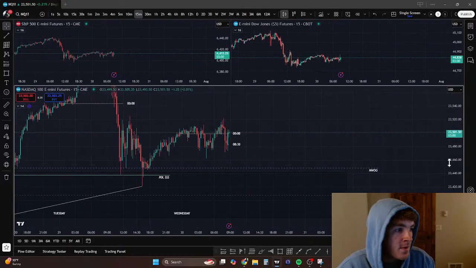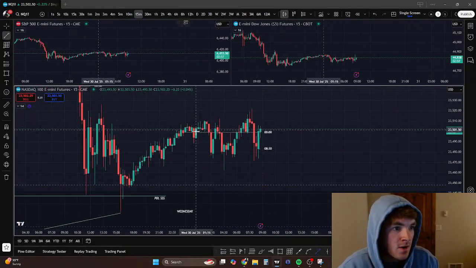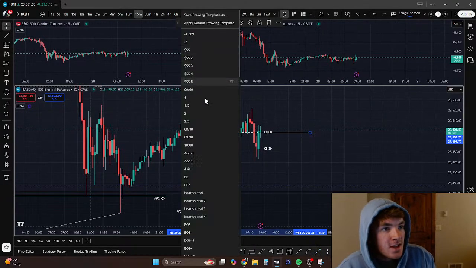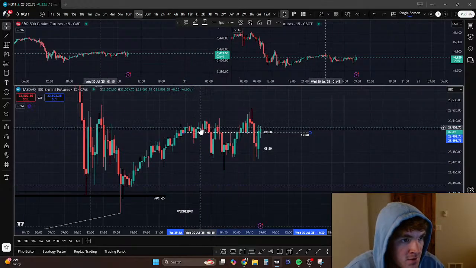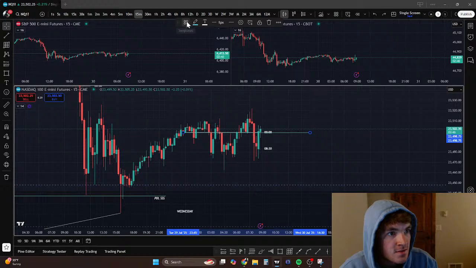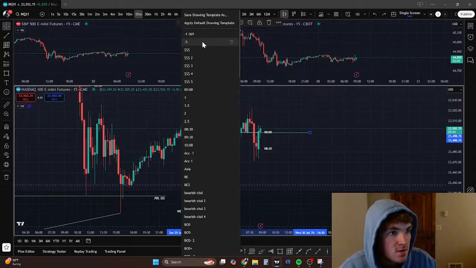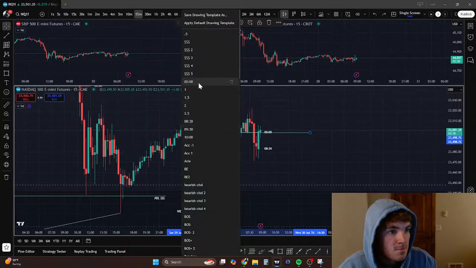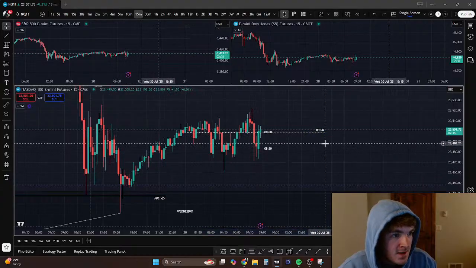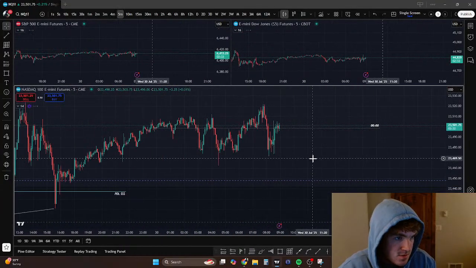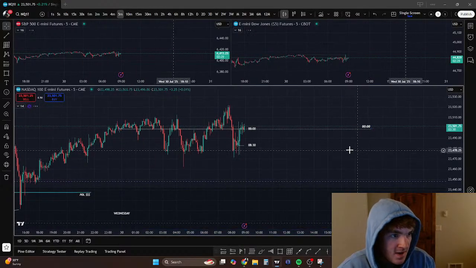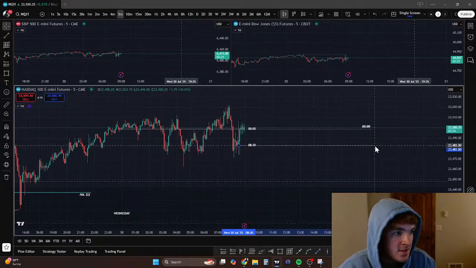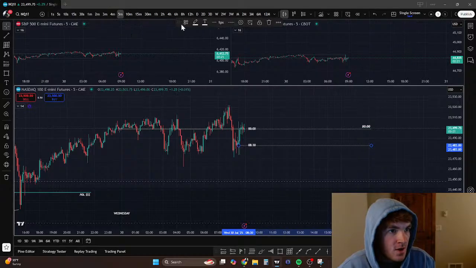So looks like we're chopping around. I really do want to pay attention to where we are relative to midnight and relative to 8:30, because that's going to tell me whether we're overbought or oversold, since we are in this consolidation. I'm going to delete this. So, midnight. And since we're in a consolidation, I also want to pay attention to the volume profile. Where's the liquidity, right?